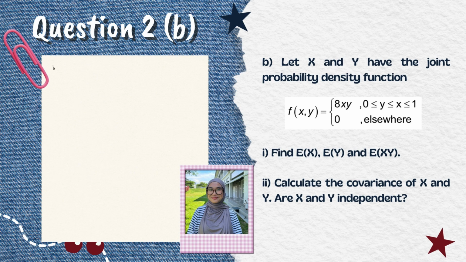Moving on to the next question, B2, we are going to find the covariance of xy, which is the mean of xy minus the mean of x times the mean of y, where the answer is 4 over 225, which is not equal to 0, which means that x and y are not independent.